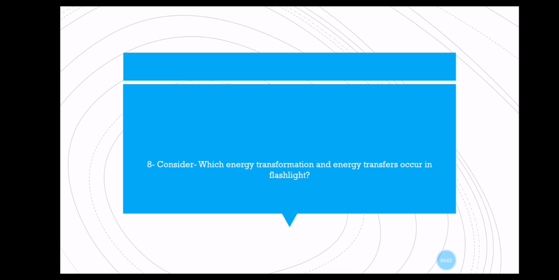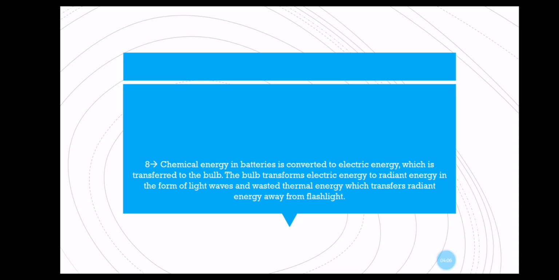8. Consider which energy transformation and energy transfers occur in a flashlight. Chemical energy in batteries is converted to electric energy, which is transferred to the bulb. The bulb transforms the electric energy to radiant energy in the form of light waves and wasted thermal energy, which transfers radiant energy away from the flashlight. So this is what happens.